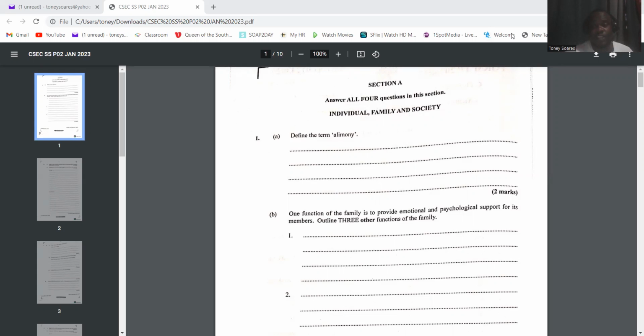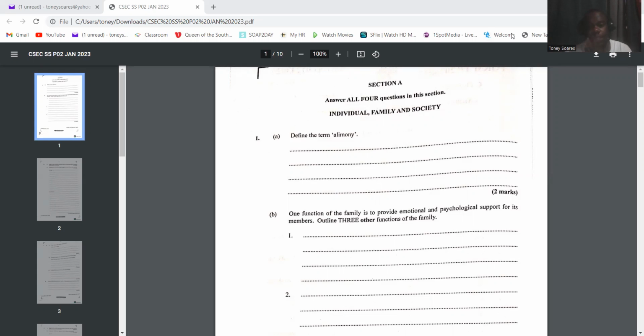These are suggested answers. You can work with the answers that I give, or you can also come up with answers on your own. That would be awesome also. Define the term alimony. Alimony is payment due to a spouse by the other spouse by court order after a divorce. So that one is pretty easy.